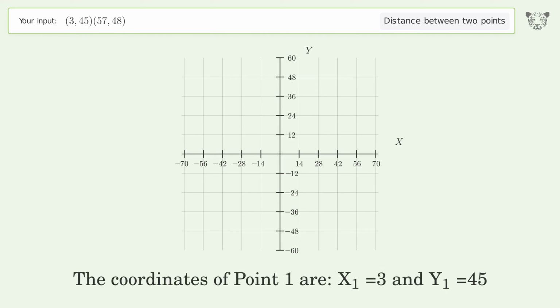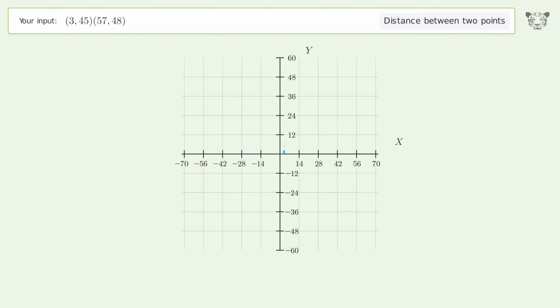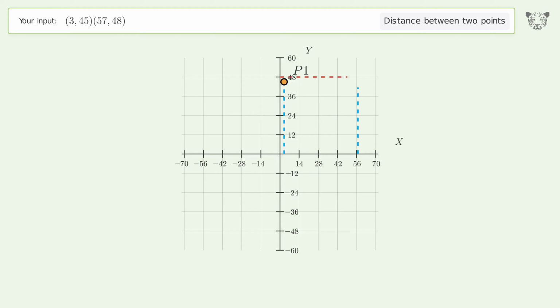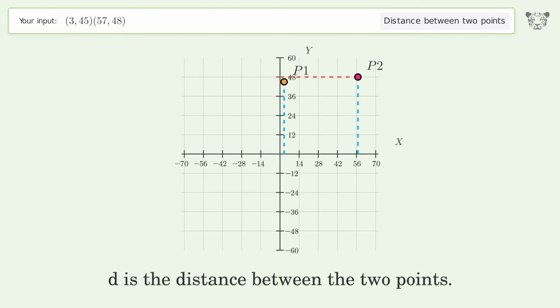The coordinates of point 1 are x1 equals 3 and y1 equals 45. The coordinates of point 2 are x2 equals 57 and y2 equals 48. D is the distance between the 2 points.